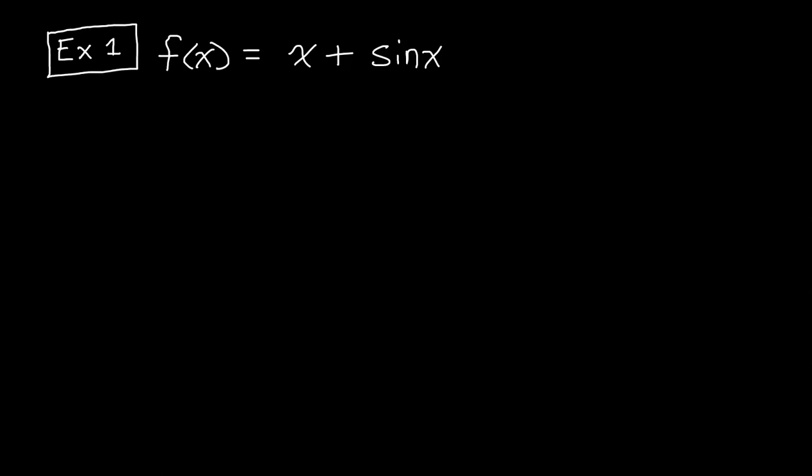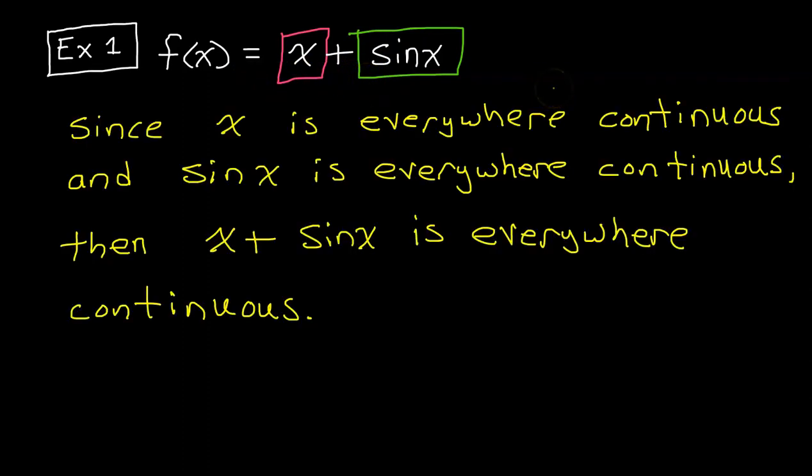For example, consider the function f of x equals x plus sine x. You can picture this as being the sum of two functions, x and sine x. Well, we know that the function x is continuous over all real numbers, and we know that the function sine x is continuous over all real numbers. So automatically then, the sum of these two functions will be continuous for all real numbers. Since x is everywhere continuous and sine x is everywhere continuous, then x plus sine x is everywhere continuous.